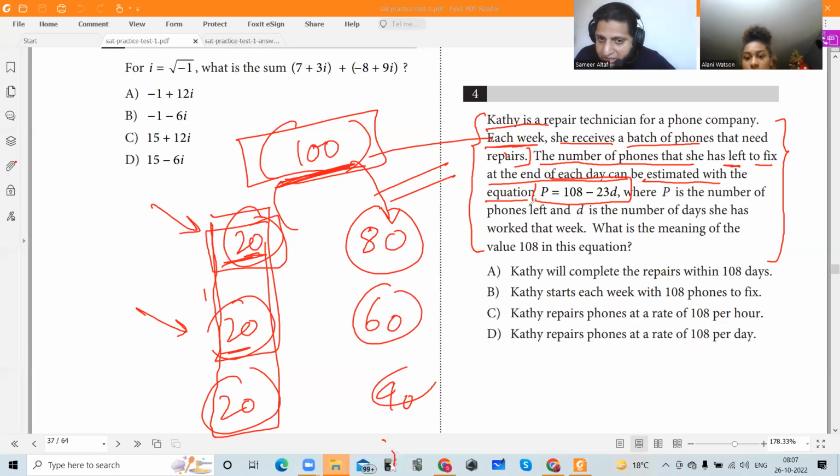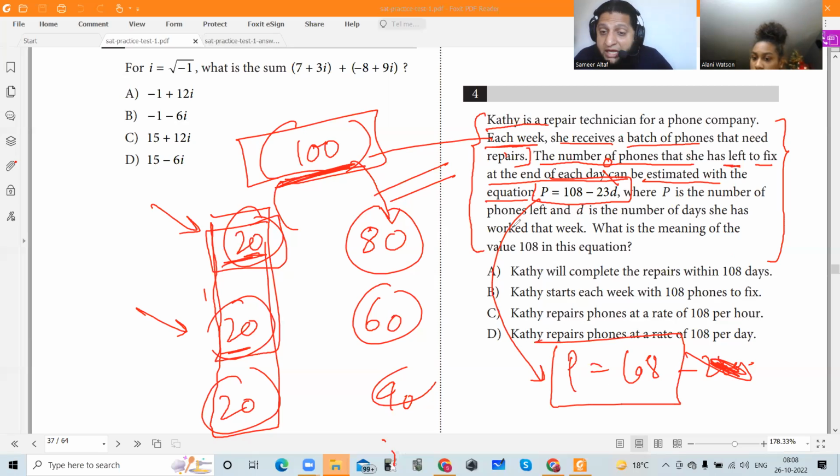I want to make it clearer. If this is the number of phones which she has left every day, maybe day 1 or day 2 or day 3, why not put D as 0 and understand what that means? P equals 108 minus 23 times 0. So P equals 108. That means when I'm starting, I'm not completing any day. How many phones am I having?